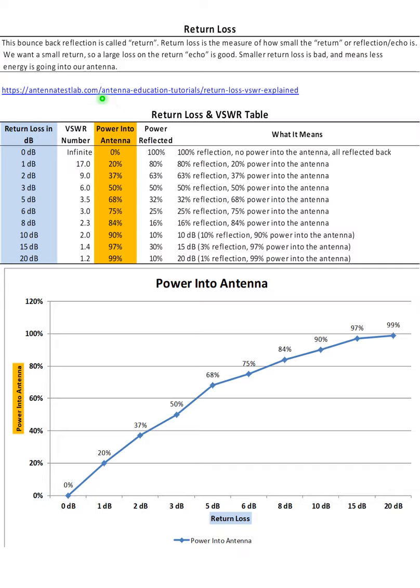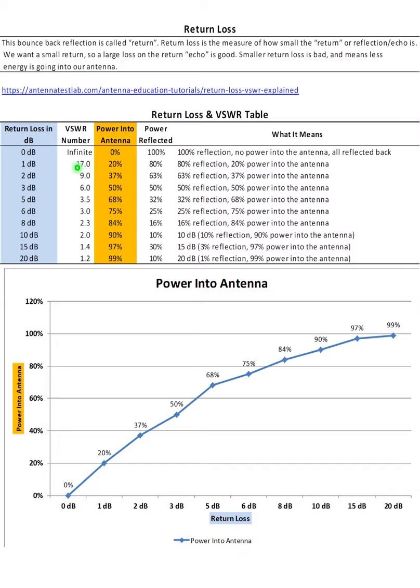But this is a web page you can access that has a good treatment of return loss, explains it very well. In fact, this is where all this information came from. And you can see, for example, if we have an infinite standing wave ratio, then the return loss is measured as 0 dB. And what that means, at 0 dB or infinite standing wave ratio, is that all the energy we're sending down the transmission line to the antenna is reflected. Nothing at all is getting to the antenna.